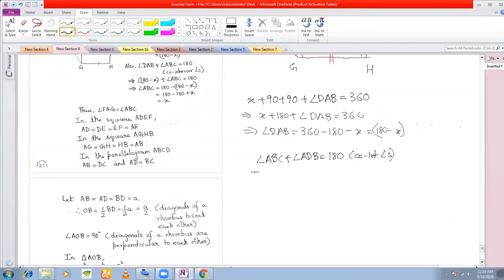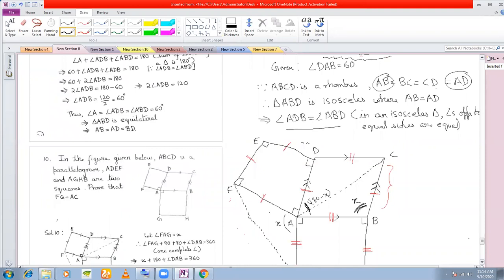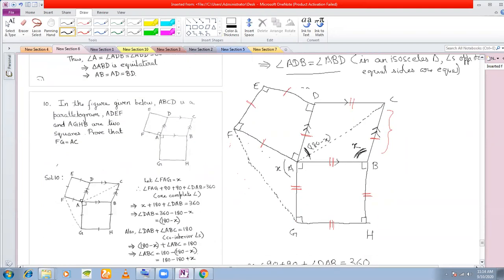Okay. So that means angle ABC we need to find, and angle DAB, it is not ADB, it is DAB, plus 180 minus x is equal to 180. So therefore you get angle ABC must be equal to x. So this also we have shown that this angle is also x. So that means these two sides are equal, this side equal to this side, and we have shown that these two angles are also equal. This angle is equal to this angle.